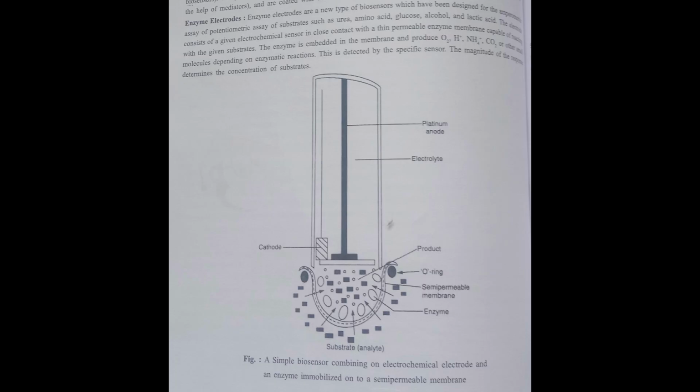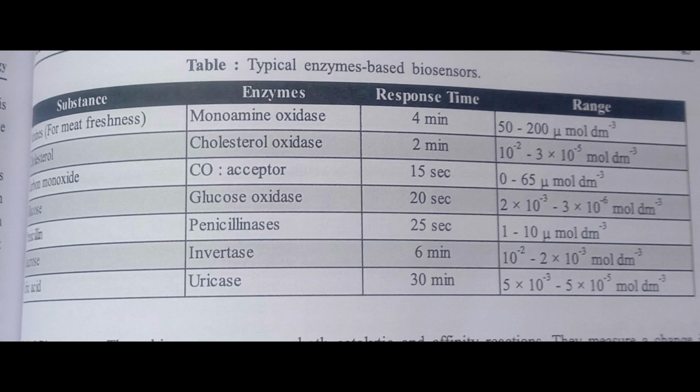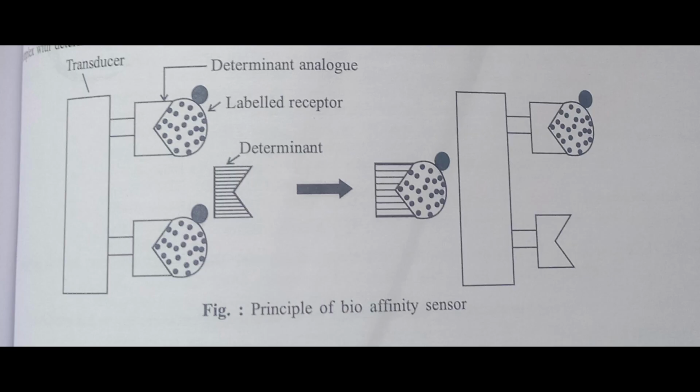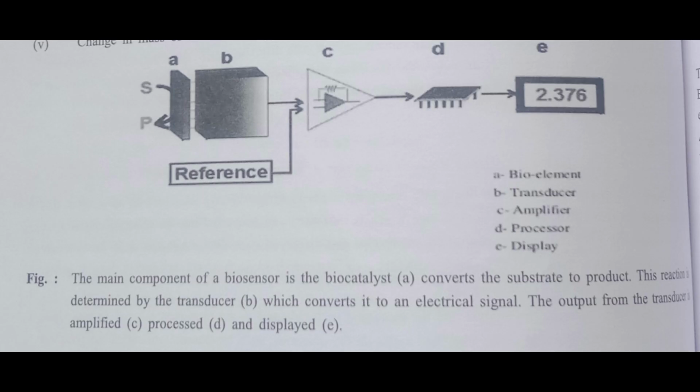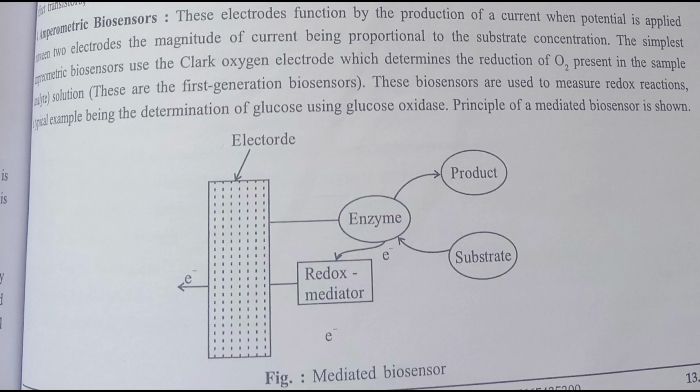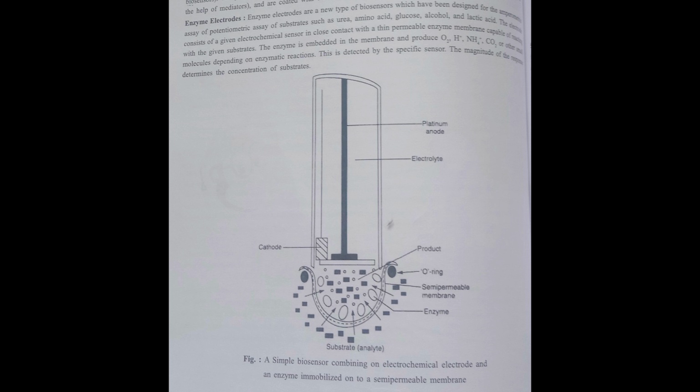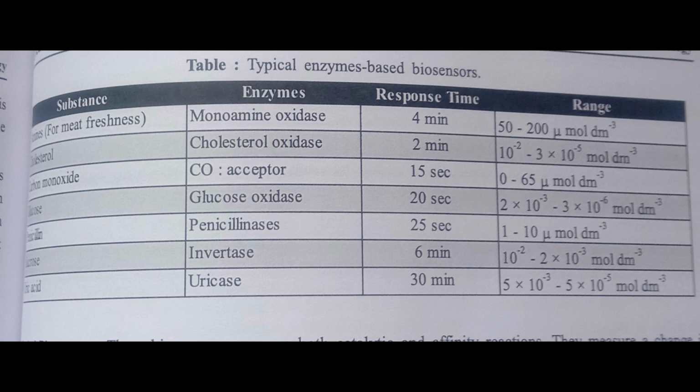4. Amperometric biosensor. These electrodes function by production of current when potential is applied between two electrodes, the magnitude of the current being proportional to the substrate concentration. The simplest amperometric biosensor uses the Clark oxygen electrode, which determines the reduction of oxygen present in the sample analyte solution. These are the first generation biosensors. These biosensors are used to measure the redox reactions. A typical example is determination of glucose using the glucose oxidase.